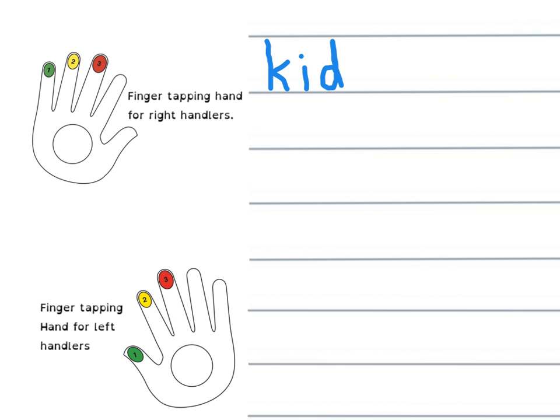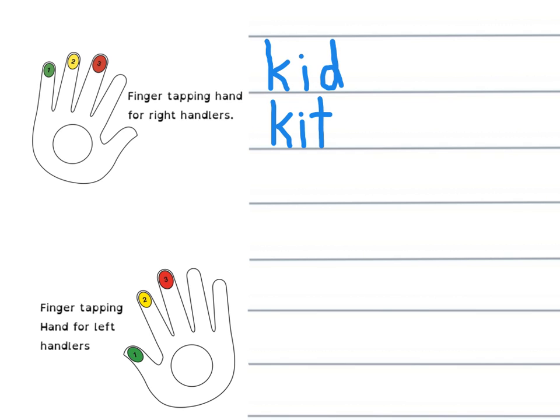Okay, our next word, kit. Pound, kit. Flip and float, k-i-t. Write it. And I'll go ahead and write mine. K-i-t. Kit.